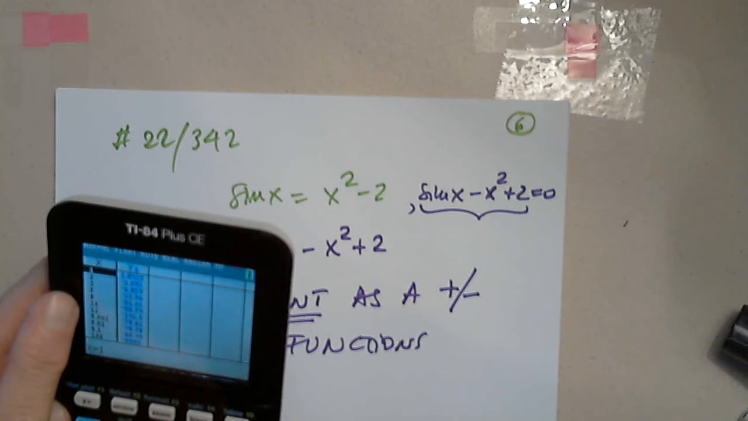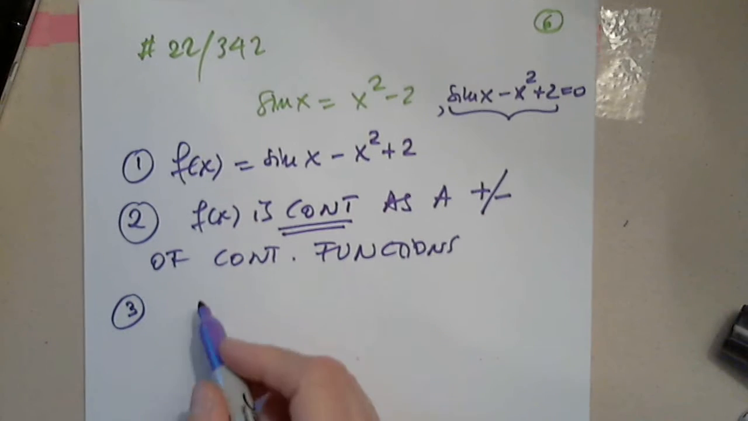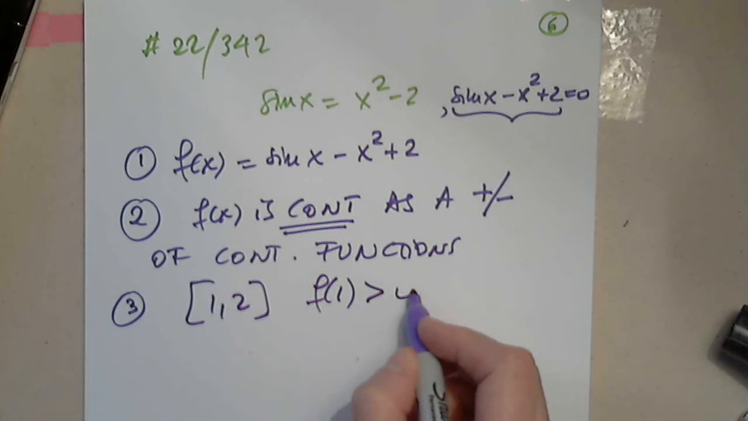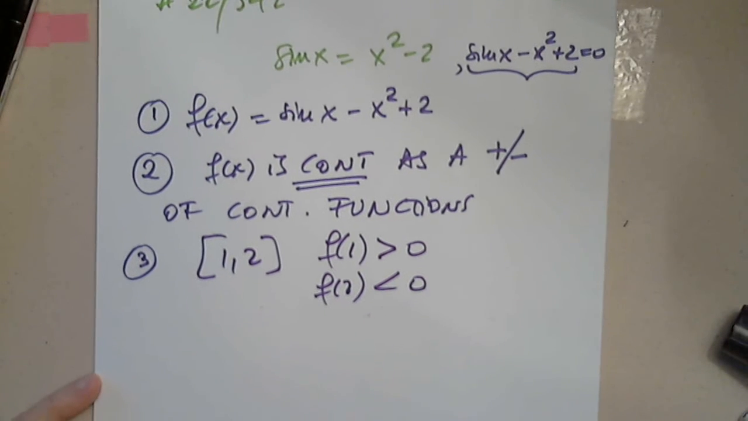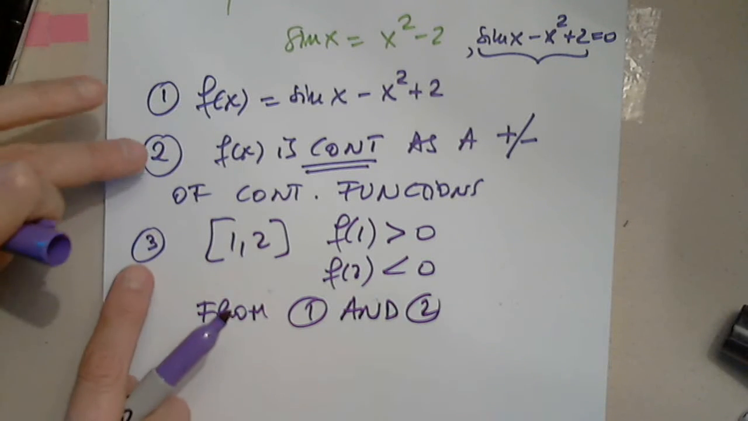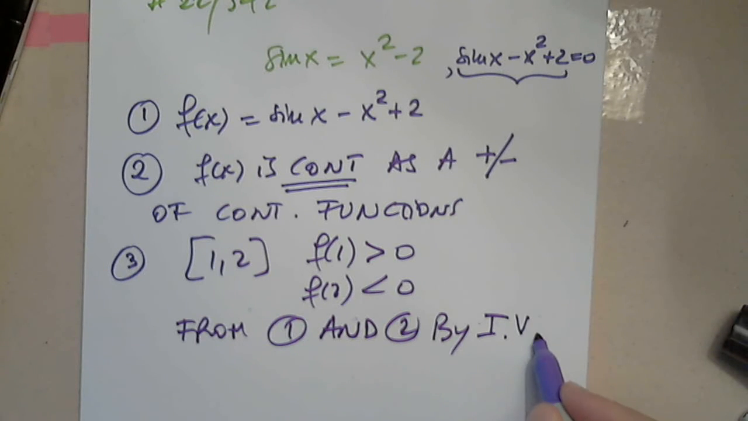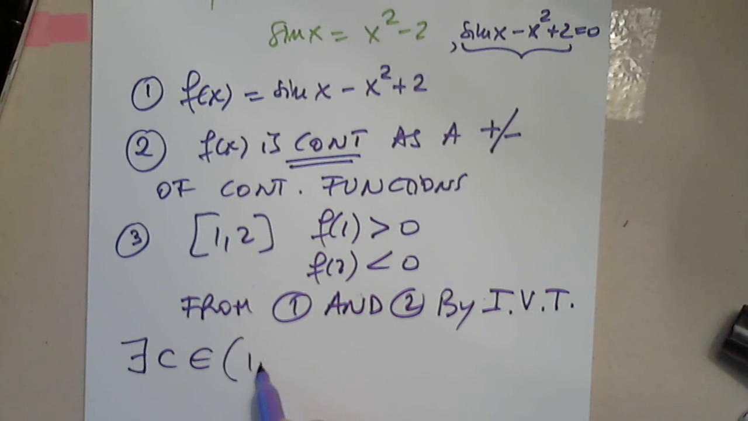It's between 1 and 2. At 1 it is positive, at 2 it is negative. That's good enough. So 1 comma 2, f of 1 is greater than 0, and f of 2 is less than 0. From these two, by the intermediate value theorem, there exists a C, and we are calling it R now, it doesn't matter, between 1 and 2, such that f of C is 0.